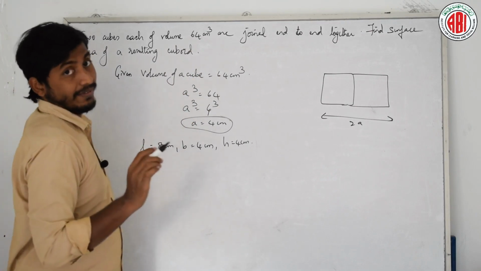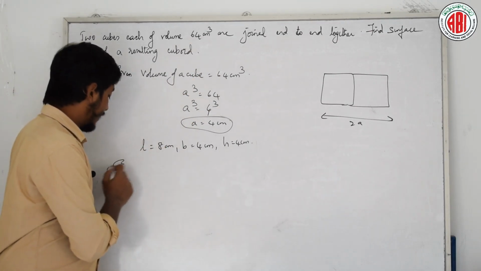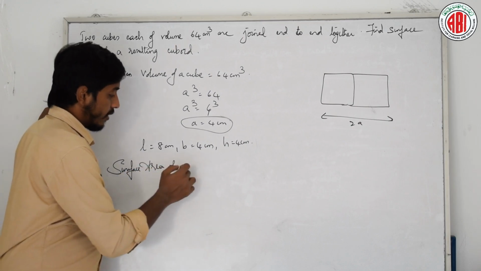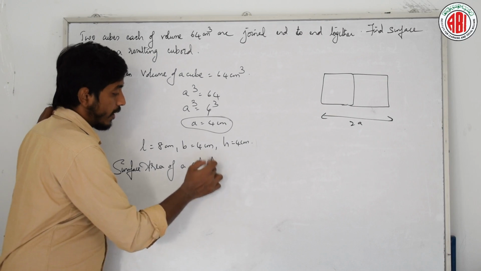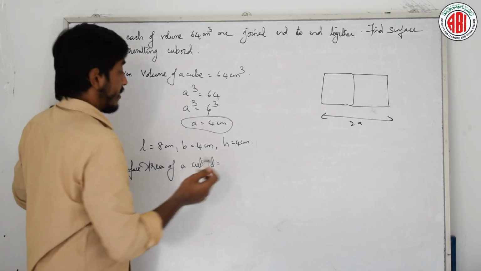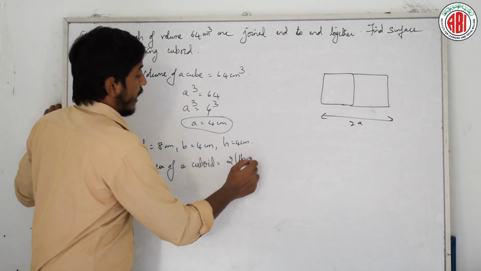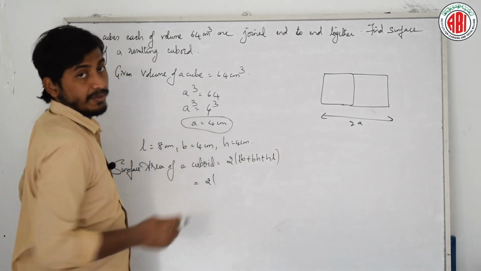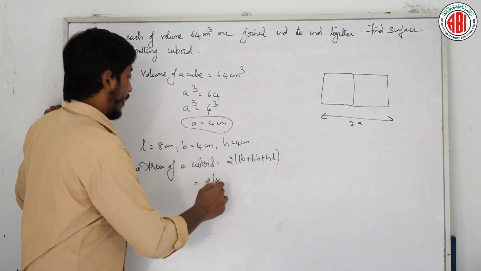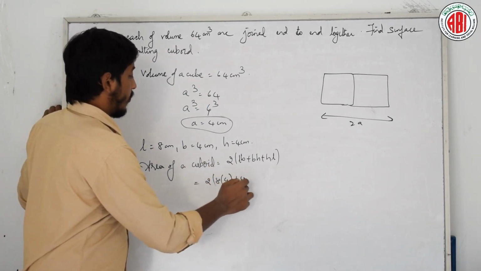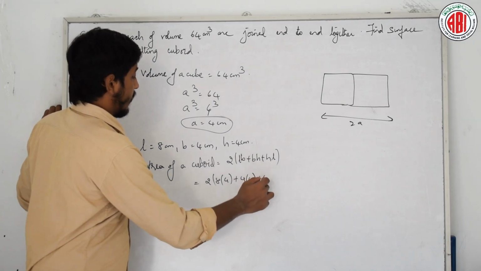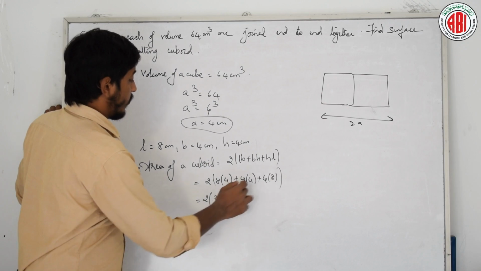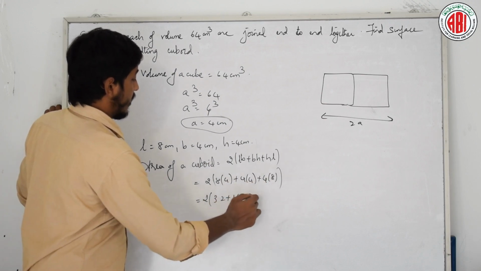Now, he is asking only the surface area. Surface area of a cuboid is, what is the formula of a cuboid? Surface area is 2 into LB plus BH plus HL. Shall we substitute the values? See here, 8 into 4, 4 into 4, plus again 4 into 8. 8 4s are 32, 4 4s are 16, again 4 8s are 32.